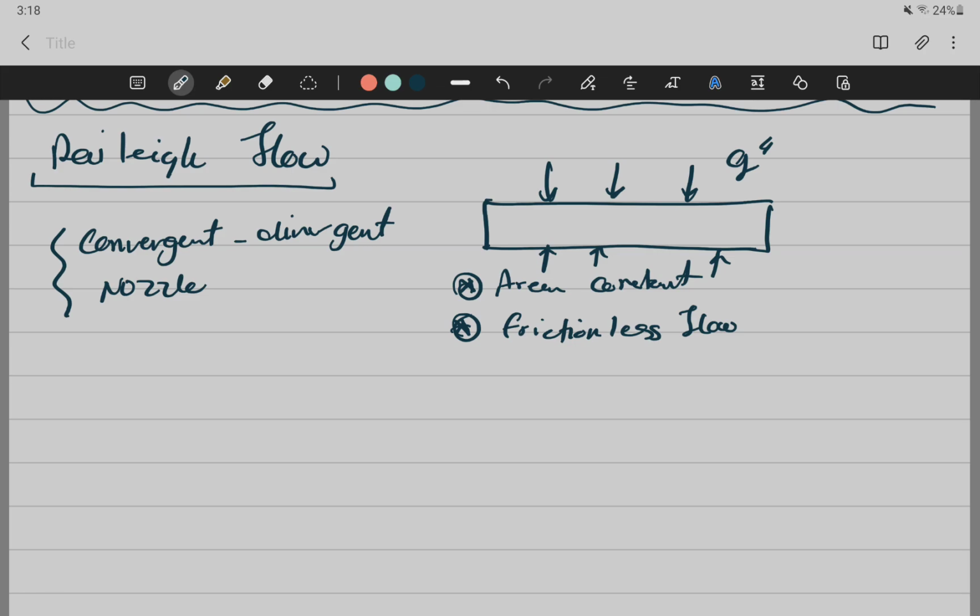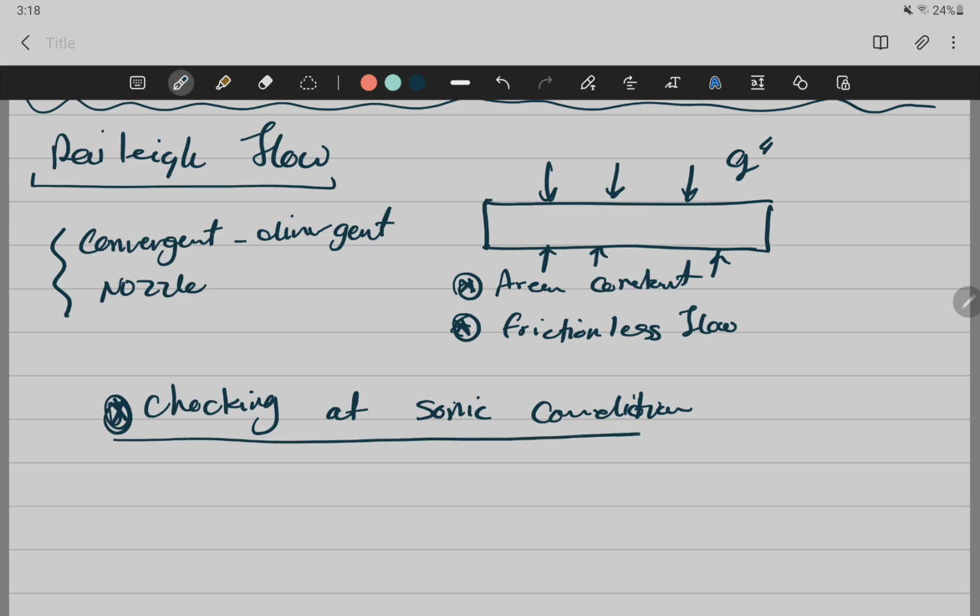This is going to have the same effect as the change in area, meaning that it is either going to accelerate or decelerate supersonic and subsonic flow. And we will also experience choking at sonic conditions. So heat flux can speed up airflow, like changing area can. We will talk about how it is going to affect that.